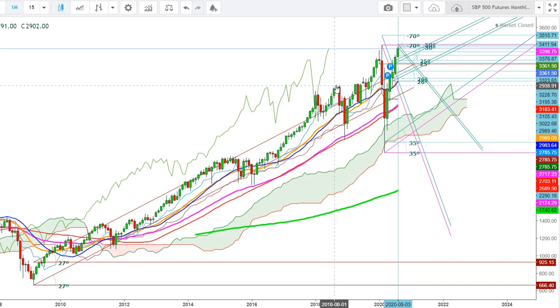And here you can see that after facing a stiff resistance at the levels of 2944 during the months of September and October 2018, when the tariff trade war tussle started between the United States and China, the S&P 500 futures found a sharp sell-off, and once again this sell-off continued during the month of December when the S&P 500 futures tested the lows of 2338 during December 2018.